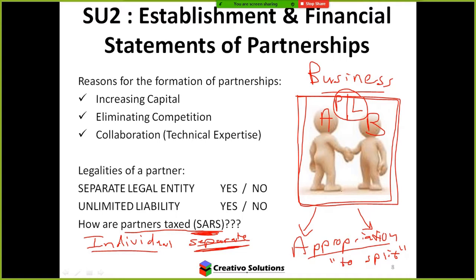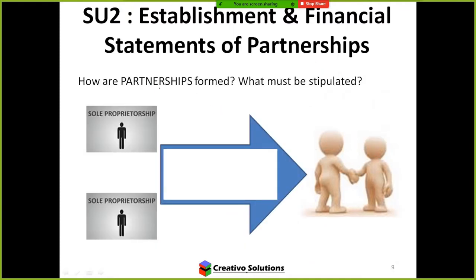Right, they just so happen to work together in terms of a business, that's all. Okay, just remember, I think I have that on the next page. Yes, I do. Okay, this is some law.